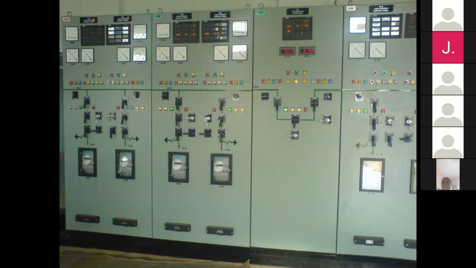So this is the control panel. In this control panel, we can see what are the things available. We have a mimic diagram, which is the representation of a bus bar. We have switches to control the isolators and breakers. We have annunciation window, which will inform us on what is happening in that particular bay.